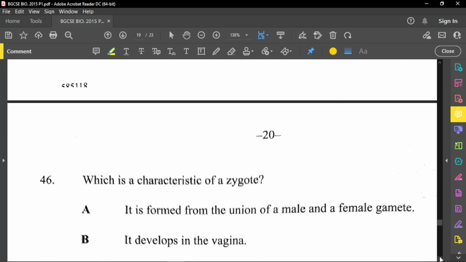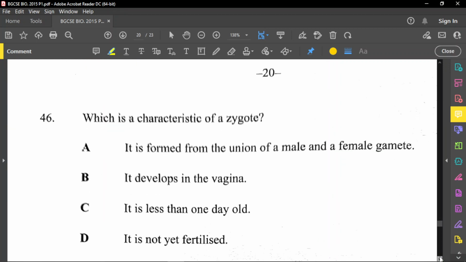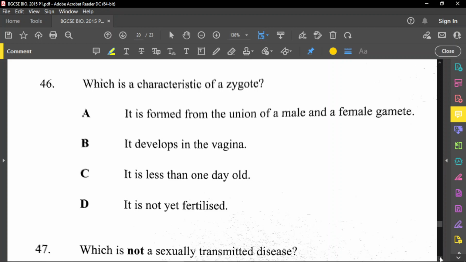All right, so 46. And 46, which is a characteristic of a zygote. And remember that a zygote is a structure that is formed after the egg is fertilized. And so here it said that it is formed from a union of a male and female gamete. So a male and a female gamete must come together to form a zygote. Okay? So yes. Develops in the vagina, absolutely not true.